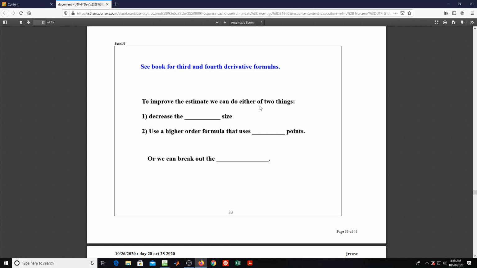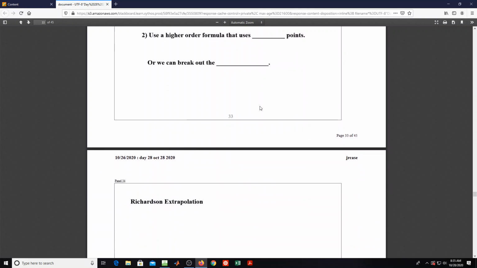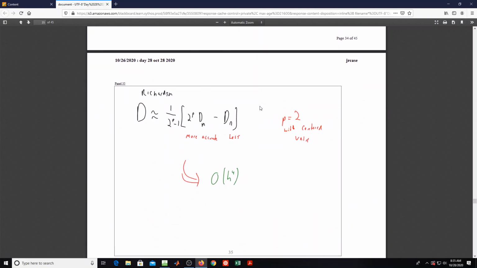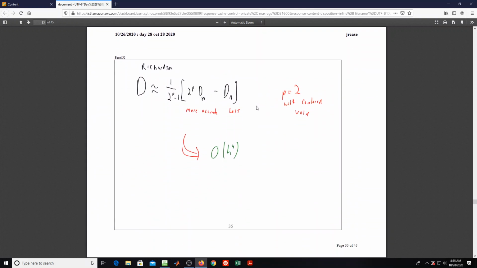Do a weighted average on cutting it in half to calculate what our new one would be. So we could do the same thing from Richardson extrapolation. It's the same thing, only we use the letter D for derivative instead of I for integration. Do a weighted average, and if we do a centered difference, we get O(h to the fourth).